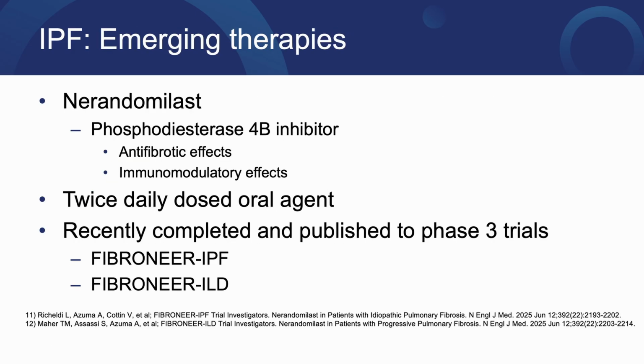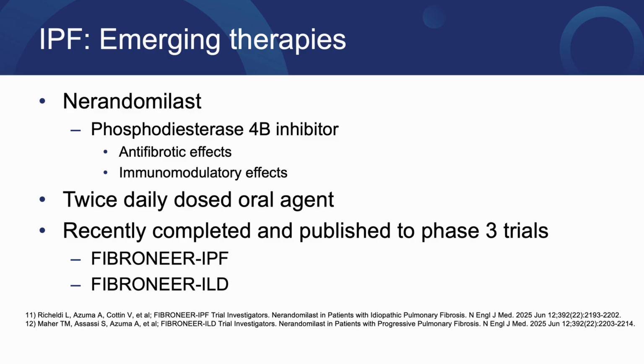New therapies that are coming: nerandomilast looks like it's going to be approved. The phase 3 data was recently released and looks very good, so likely this is going to be coming to market. It is a phosphodiesterase 4B inhibitor. It is also having antifibrotic effects and immune modulatory effects on patients. It's twice a day dosing, and the 2 trials that we got some information out of were FIBRONEER-IPF and FIBRONEER-ILD.